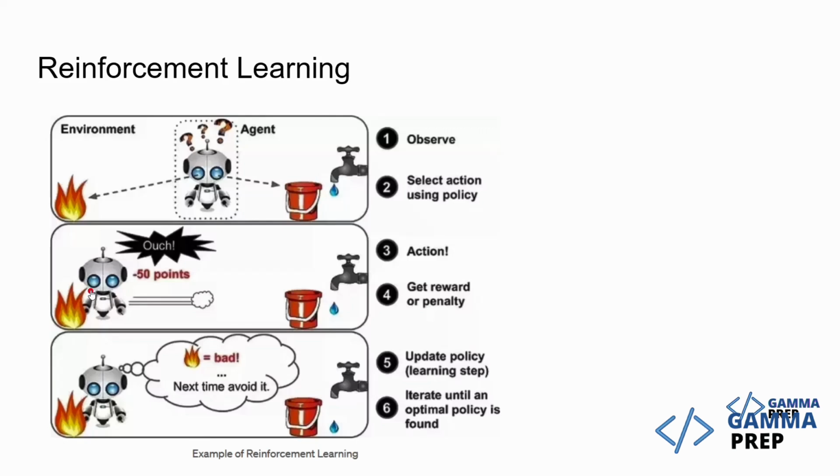And then it will remember that I have got a penalty because of fire, so I have to avoid it next time. Then let's say it goes towards water and it probably gets plus 20. So it will be happy that I got plus 20 and I have got a reward. So whenever there is water, I need to go towards it. So it's going to update its learning policy, and it's going to keep on updating its policy until it finds an optimal policy.